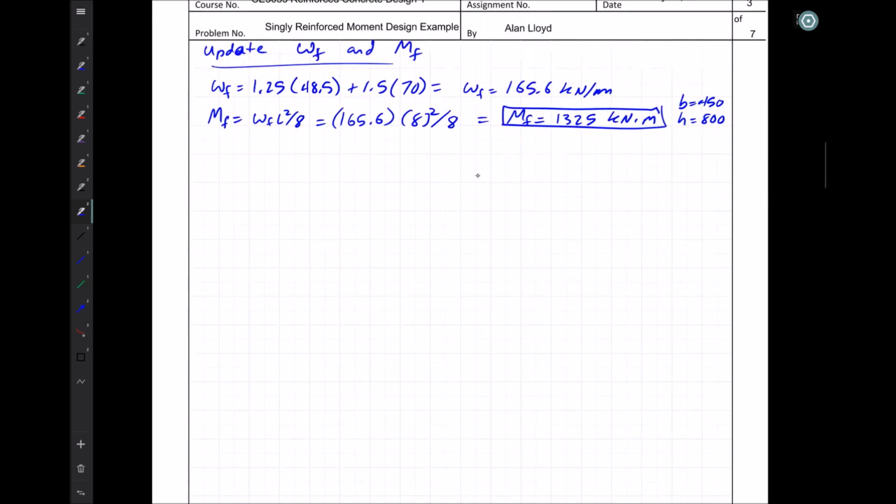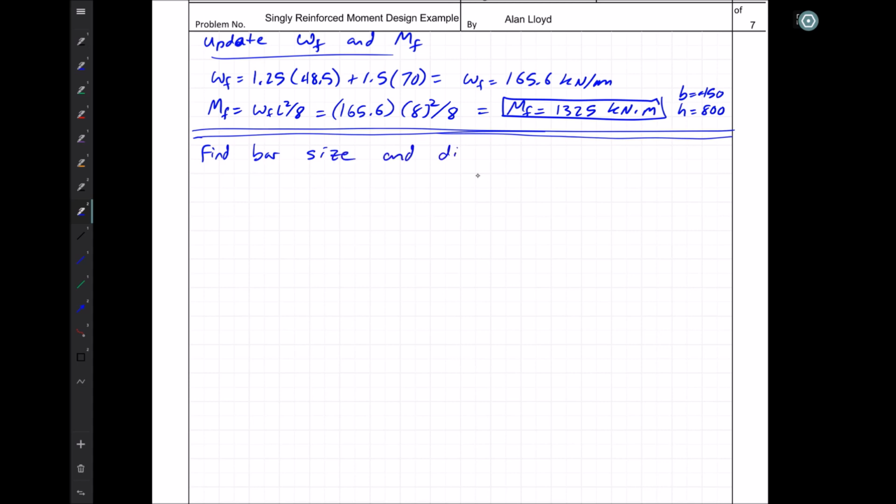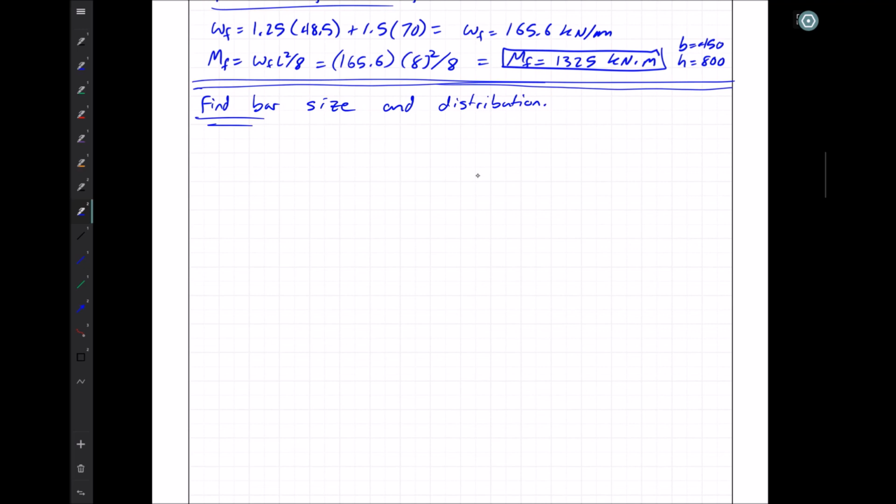Now we're going to take that information and attempt to figure out how we're going to place our steel to withstand that amount of load. So here we're going to find our bar size and distribution. And to do that, we're going to have to look at things like cover requirements and spacing requirements. Let's build ourselves a little sketch of a beam here and see what we can make of that.